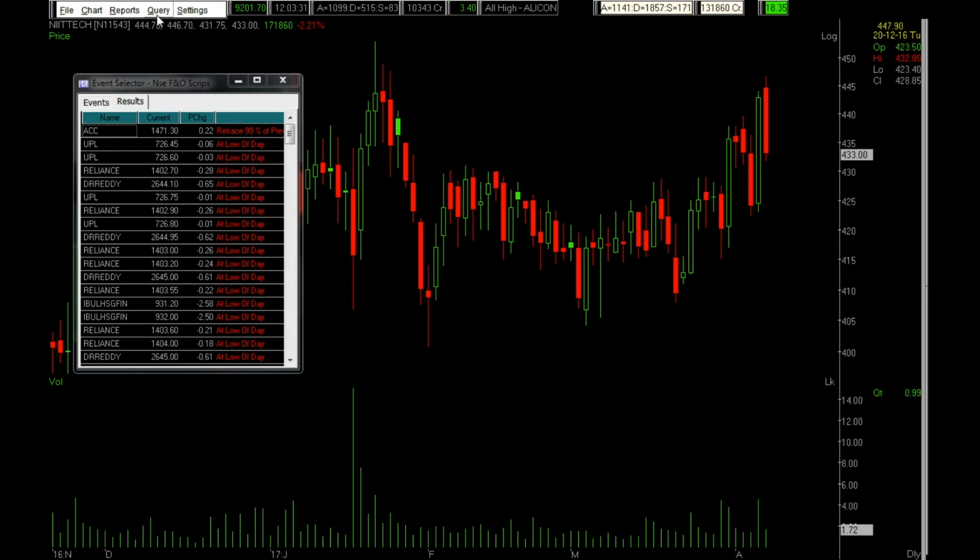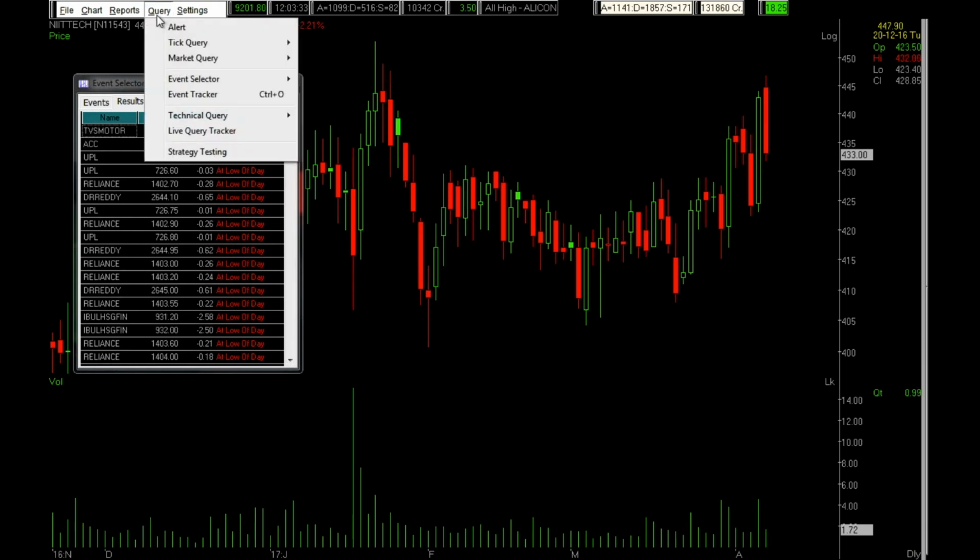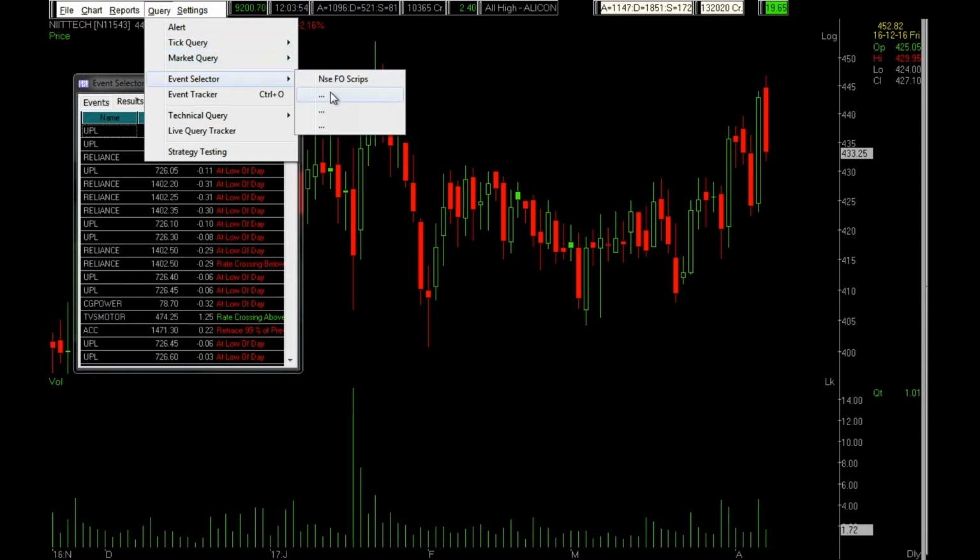Now comes another important piece of information that we can keep a close watch on, that is the tick query. Tick, you have to understand, is one trade. That trade can be of one stock or 1 lakh stocks, but it's one tick, one smallest move of the stock or the market. So we have an option to open 4 different tick queries. We also have an option to open 4 different event selectors that we opened right now.